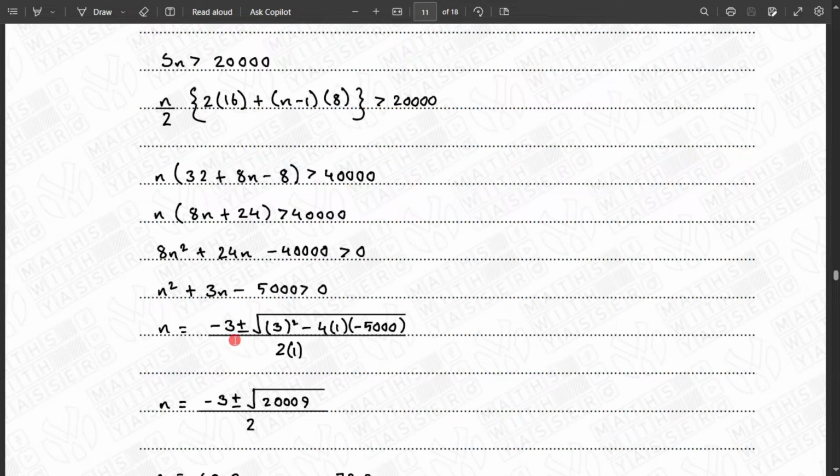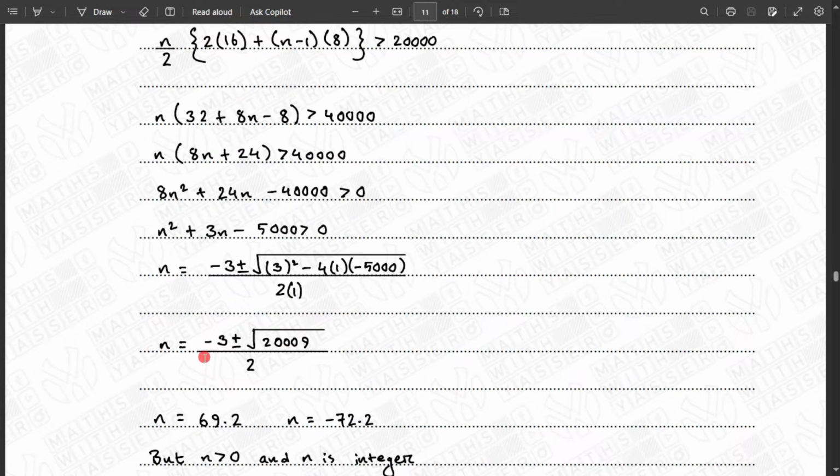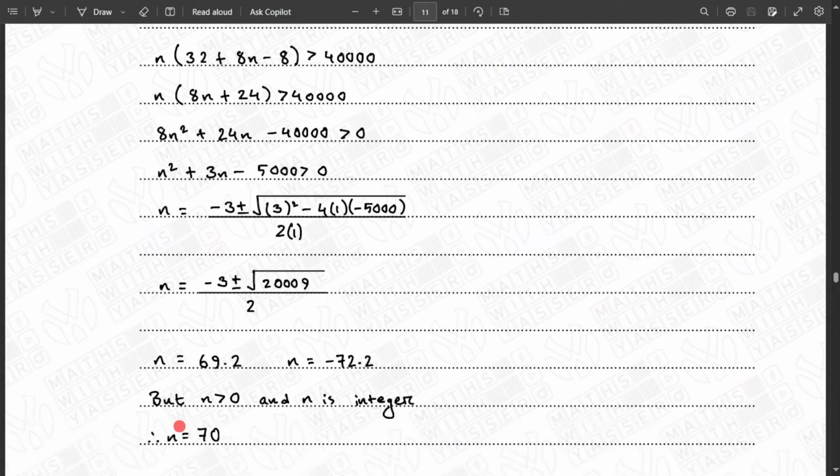So with the help of the quadratic formula, we can see that n is equal to minus 3 plus or minus root over 3 squared minus 4 times 1 times negative 5,000. Simplifying it, we get minus 3 plus or minus root over 20,009, all over 2. So from this equation, n could be either 69.2 or negative 72.2.